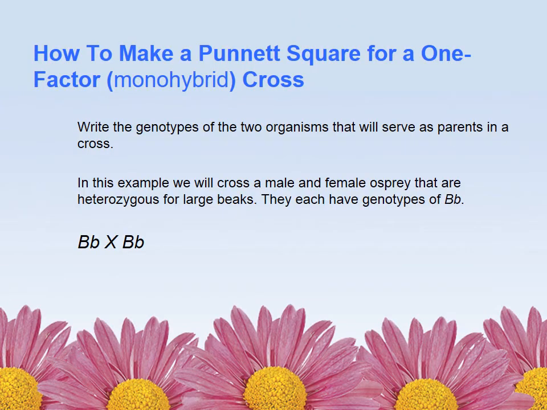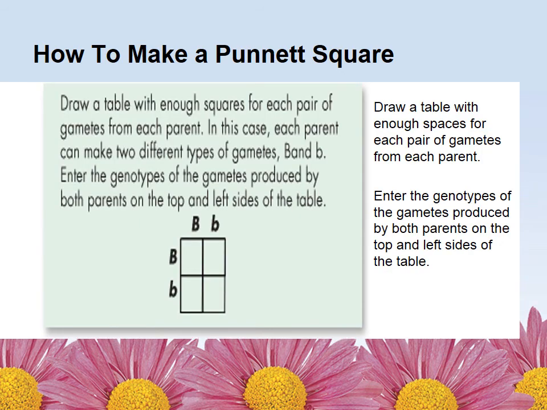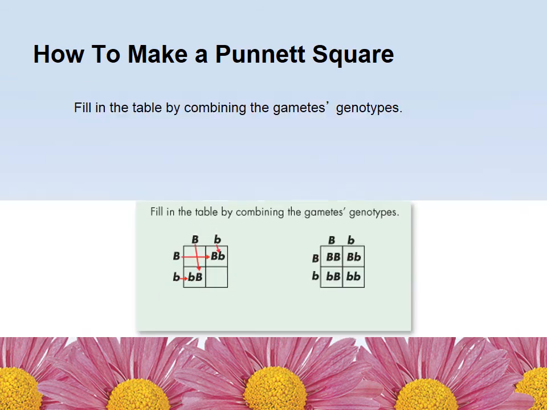So when we make a Punnett square, you have to get the genotypes of the 2 organisms that will be the parents. So here we determine the alleles. One parent is big B, big B, the other parent is big B, little b. So their possible alleles are going to be big B and little b. And then you draw a table with enough squares for each pair of gametes from each parent. So they have 4 possible gametes if you look at both parents, and we have our table. And this shows you how to fill the table for each possible genotype.